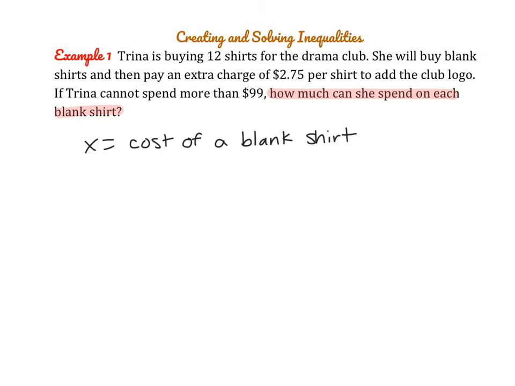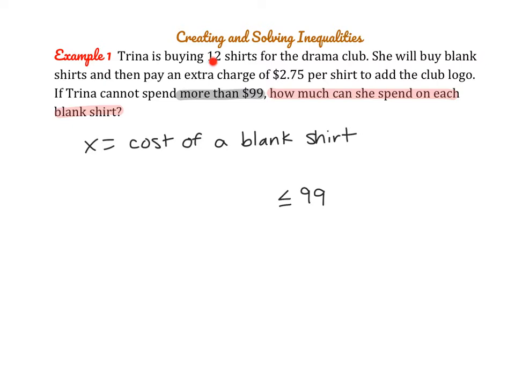Okay, so remember, now we need to go back and set up the full equation, or in this case, the inequality. So the important thing to note here is that she cannot spend more than $99. So she can spend $99 or less. So anything that she buys must be less than or equal to $99. So the cost of everything else must meet this requirement.